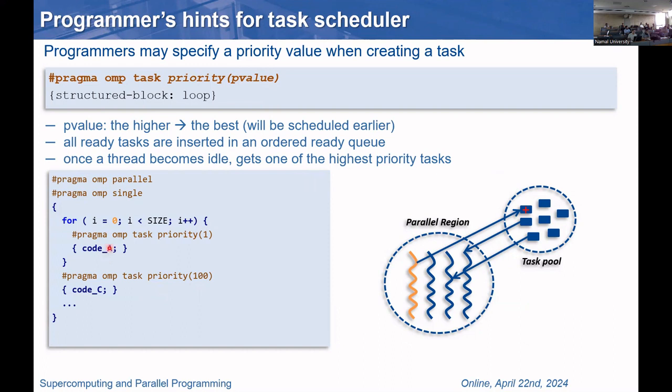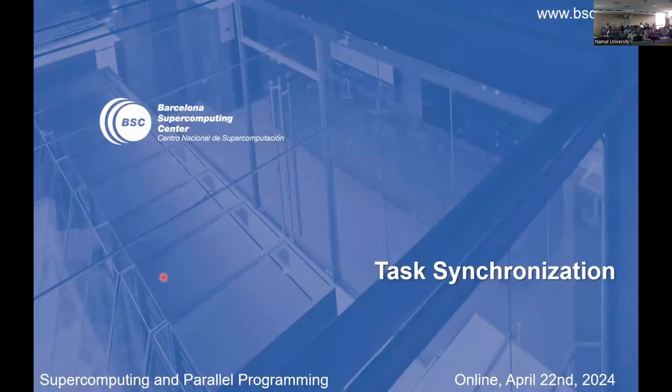In this case, you will start creating here tasks of priority 1. Probably some of them will start execution, but as soon as you create this one, the next task to be executed will be the one with the 100, the one that is higher priority. So try that in your applications and see if you can get a little bit more performance because of the better scheduling in that case.